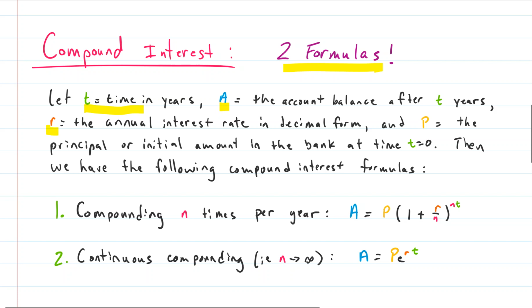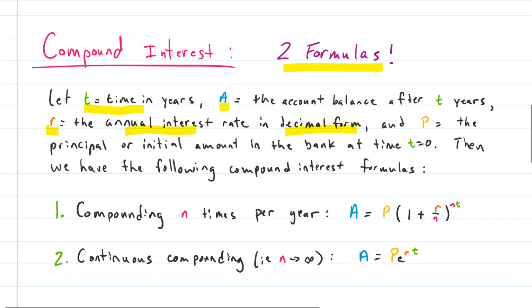r is the annual interest rate in decimal form. That's really important. When we're using percents in calculations, we almost always use their decimal equivalent. So we're using the interest rate in decimal form.